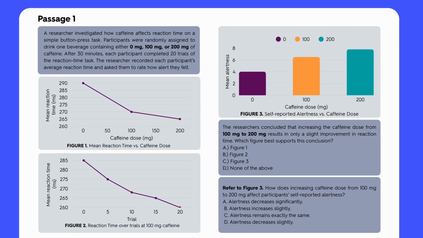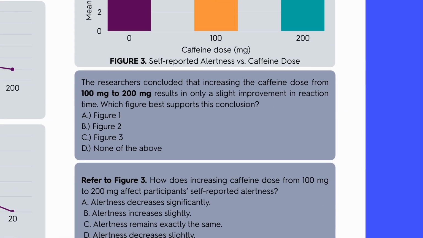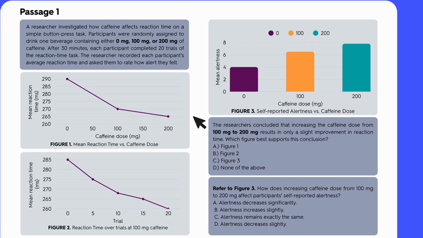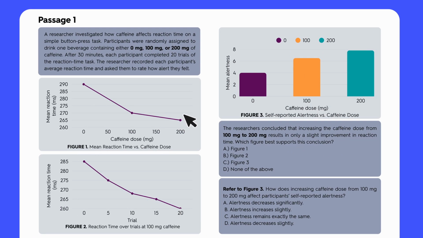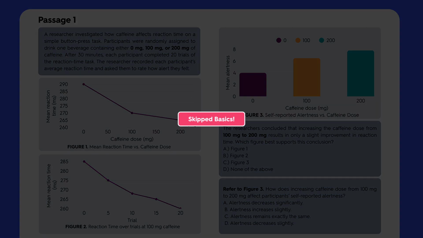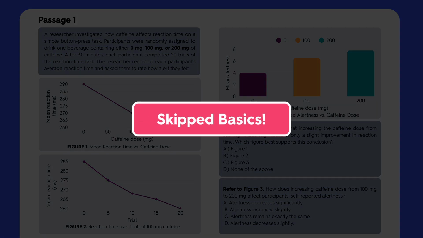Here's the truth. Most wrong answers in data representation happen before you even read the numbers. When you skip the title, axes, units, or legend. That's exactly what we're going to fix.